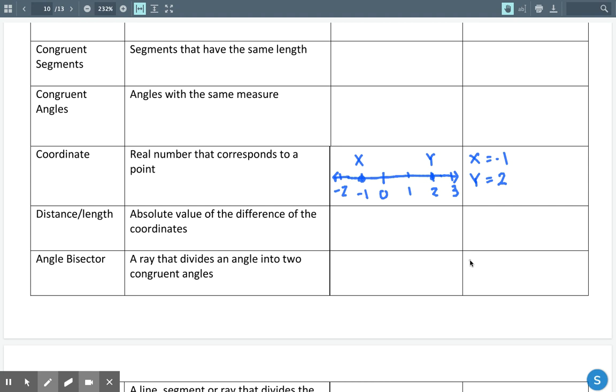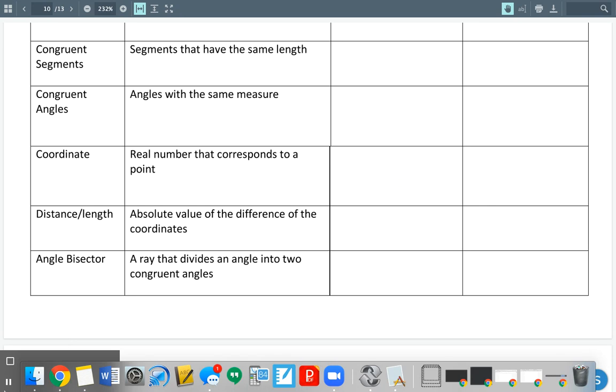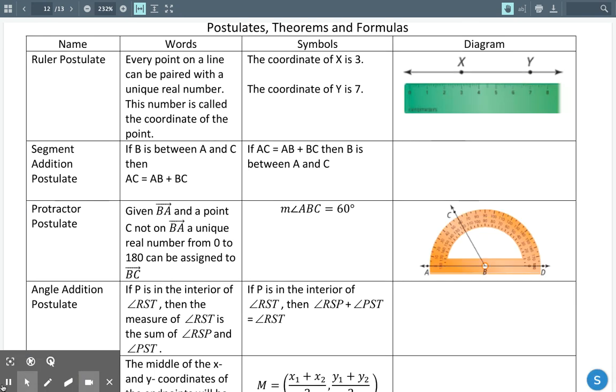The only other thing that we have to go over here is some postulates that we're going to need to know for this unit. So go ahead and turn your page until you find the postulate page, and then we'll get started on those. Okay, so hopefully you found this page that has postulates, theorems, and formulas. We just have these 4 postulates that we're going to talk about today.